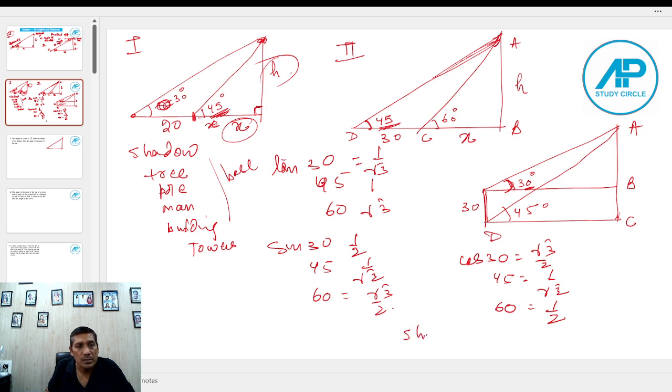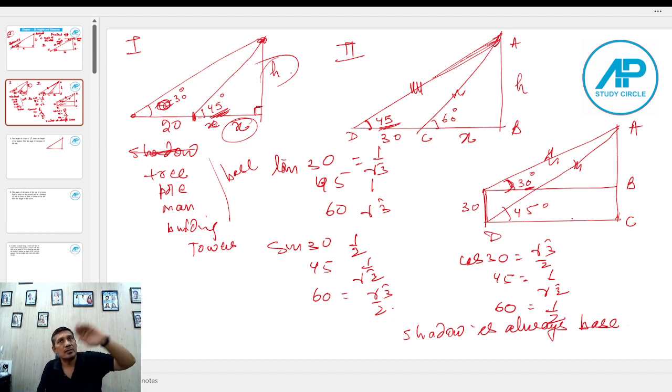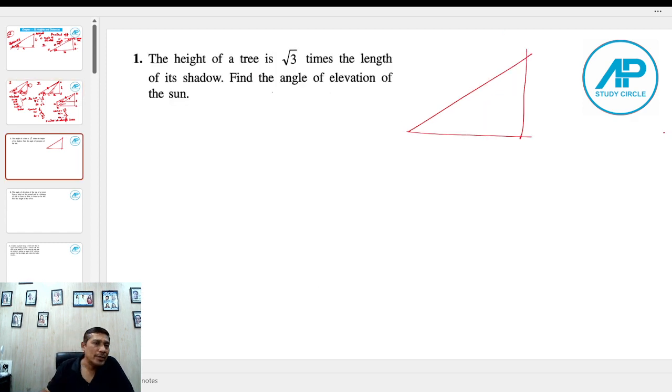The shadow is always base. The strings, the wires, they all are the hypotenuse. The string of the kite, the wire on a pole from the ground, they all are inclined to the ground, and they all are taken to be the hypotenuse of the triangle. So I hope that helps a lot.